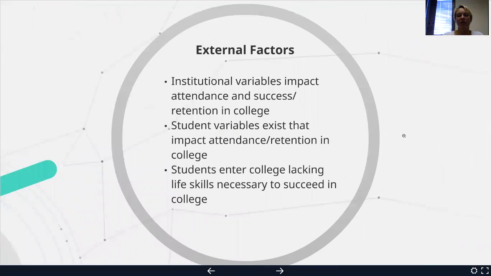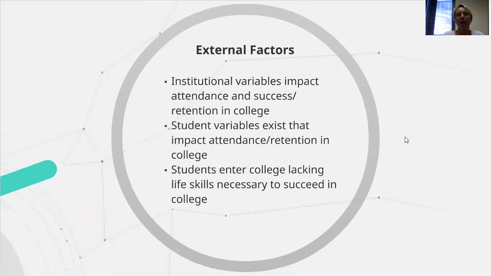There are external factors that will influence how successful this plan is. There are also obviously institutional variables that impact attendance and success of students in college. For example, I wanted to give you some examples of institutional factors that impact student success. The quality and process of student orientation to college, advising, and access to services. Those are examples of institutional factors.